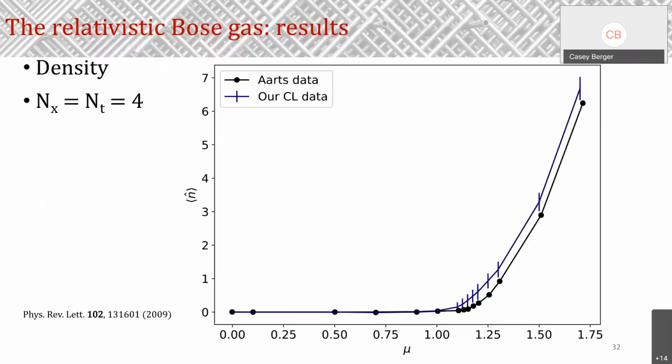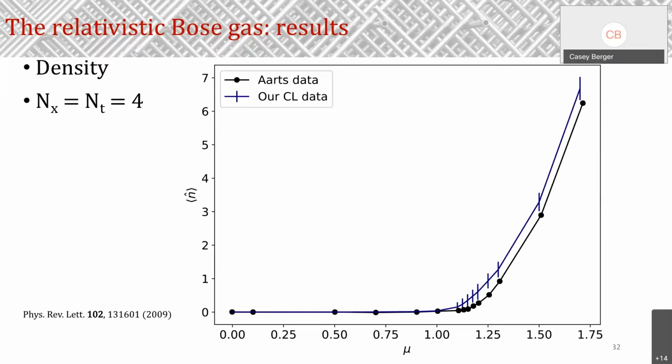So we ran the simulation and compared it with some results from a paper published in 2009 by Herod Arts. This is the density of the system as a function of the chemical potential. This is relativistic physics in this case, so Nx is the spatial lattice extent and Nt is the time lattice, and it's 3+1 dimensions, and each direction has 4 lattice sites.